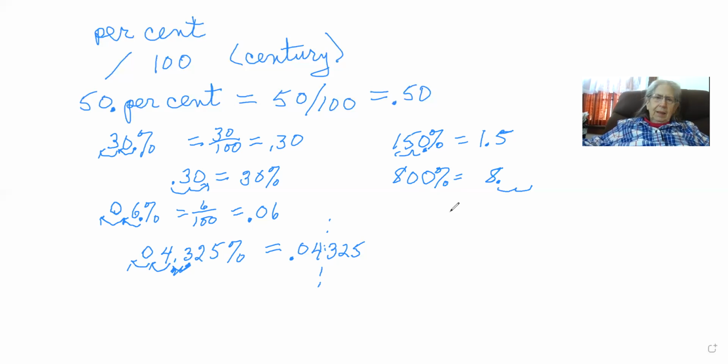Now, if you forget which way to move the decimal place, go back to the thing you already know, which is 50% equals 0.50. If you have a decimal, clearly you have to move it to the right to get 50%. If you have 50%, if you have a percent, you'd need to move it to the left to make it into a decimal.